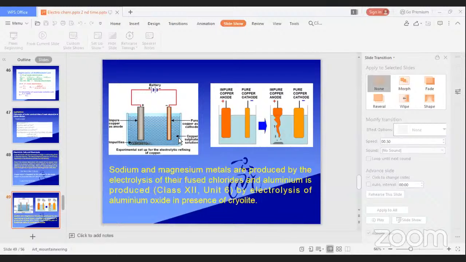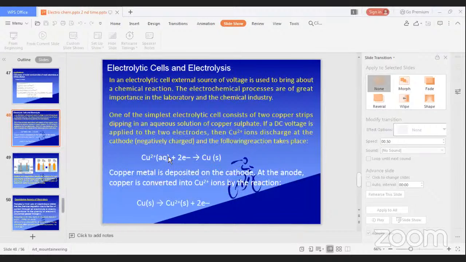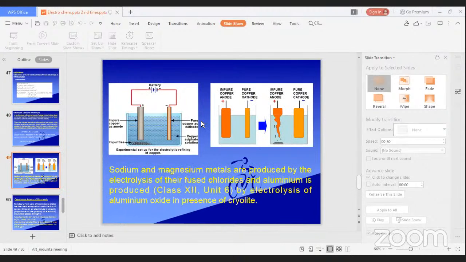So what happens at the cathode? Reduction takes place: Cu2+ plus 2 electrons gives Cu. That means copper is depositing at the cathode. Next, at the anode, oxidation takes place. At the anode oxidation takes place, at the cathode reduction takes place. Here at the anode, Cu gives Cu2+ plus 2 electrons, which means oxidation is taking place. Using this picture, it is very clear.